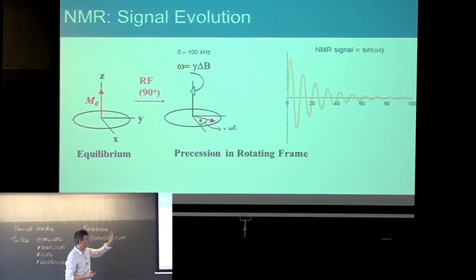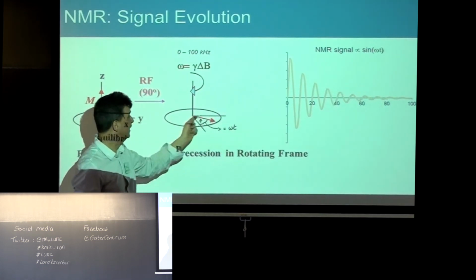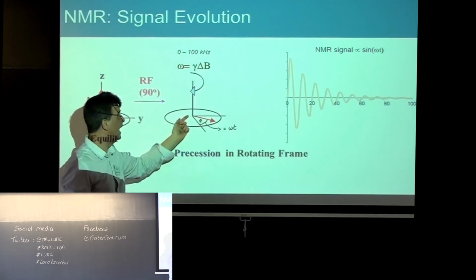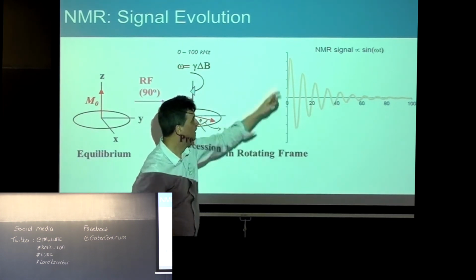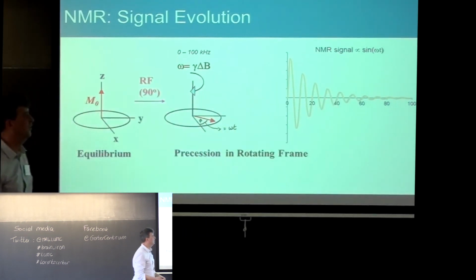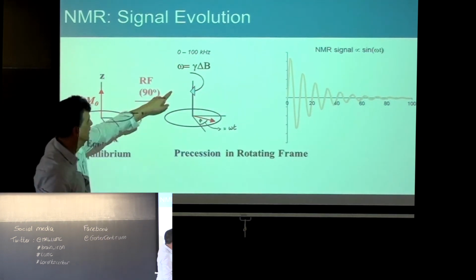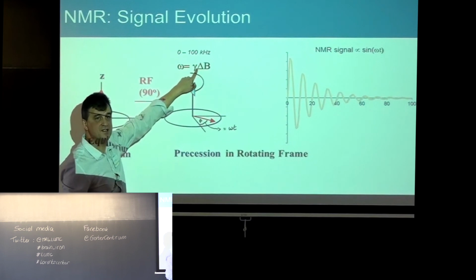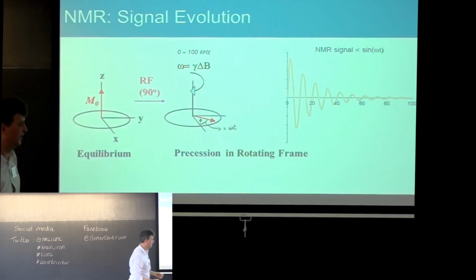And if we look at the signal that's made by that precession at this lower frequency, what we'll see is an oscillation like this, and it would decay with time in this case because of T2 effects. So the NMR signal we see is a decaying oscillation. The oscillation depends on the offset of the frequency from resonance, essentially.